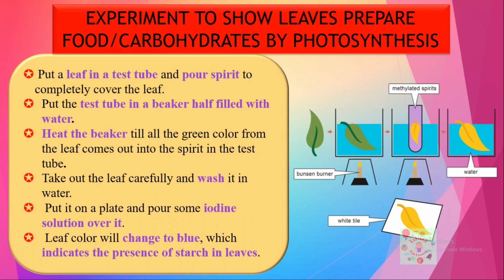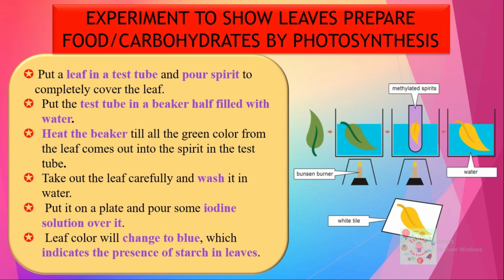Put it on a plate and pour some iodine solution over it. Leaf color will change to blue, which indicates the presence of starch in leaves. So this is how we have proved that the leaves contain starch. Now we will also try to prove that leaves carry out photosynthesis, because this experiment proves that leaves contain starch, but this doesn't prove that the starch was prepared by leaves only, isn't it? So now we'll try to prove that it is the leaf that performs photosynthesis or prepares carbohydrates.